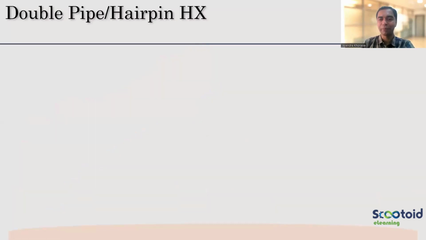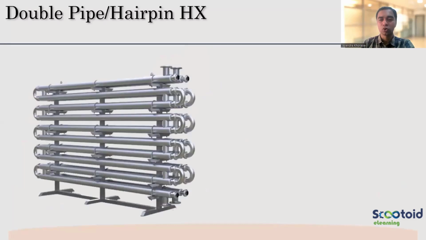Double pipe or hairpin type of heat exchanger. So why double pipe? It will have two pipes. So two fluids will move in two pipes, concentric pipes.